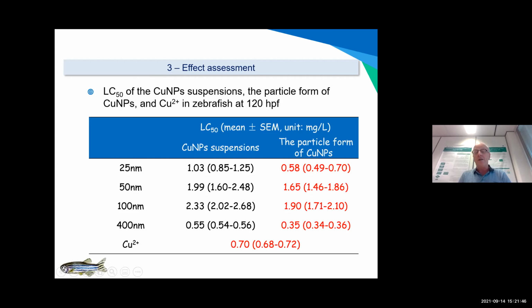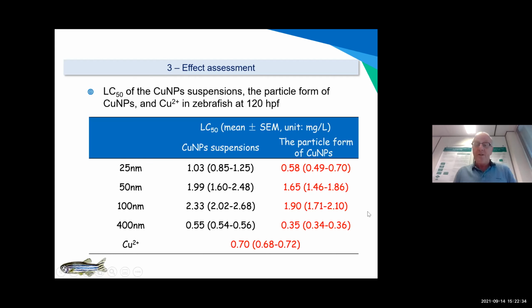What is shown here is the LC50 value, the concentration at which 50% of the organisms die, for both the overall copper nanoparticle suspensions and for the actual particle form of the copper nanoparticles. So this is really the nanoform with a specific spherical size that is causing toxicity. And what you can see is that indeed the LC50 values of the smallest nanoparticles are the lowest. So these particles are the most toxic, and there seems to be a trend that upon increasing size, toxicity is decreasing. So the LC50 values increase, and the exception seems to be the 400 nanometer particle.